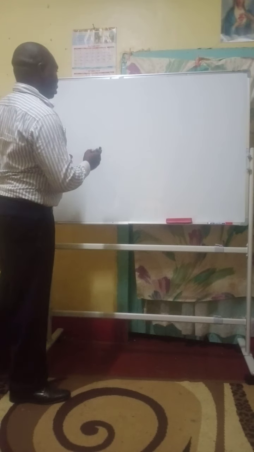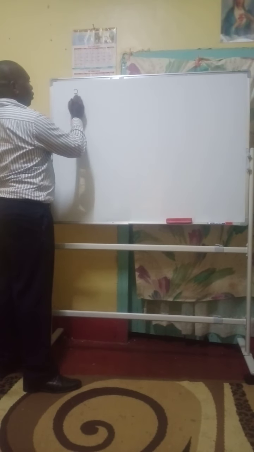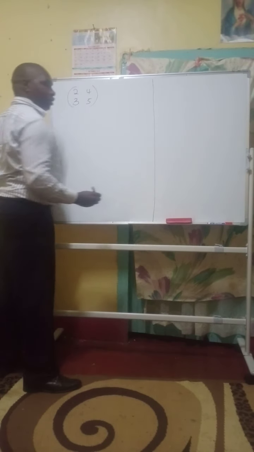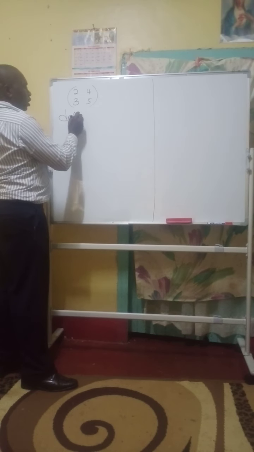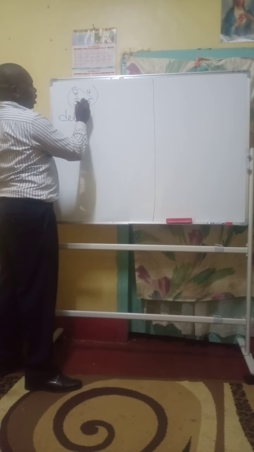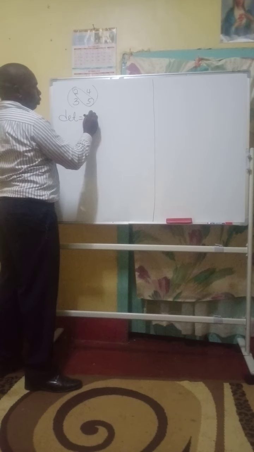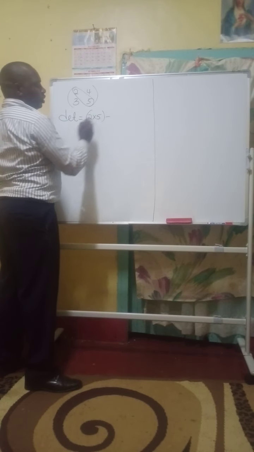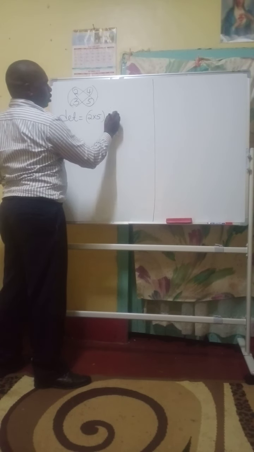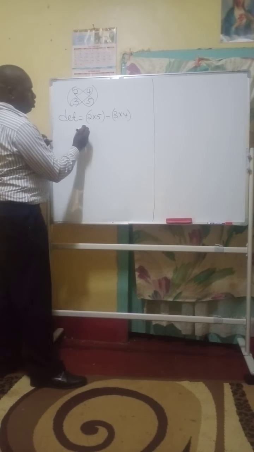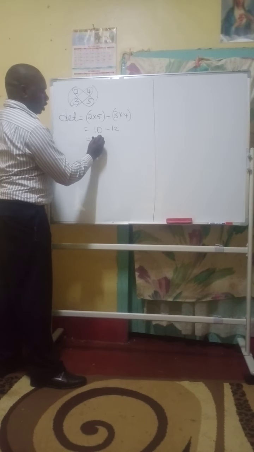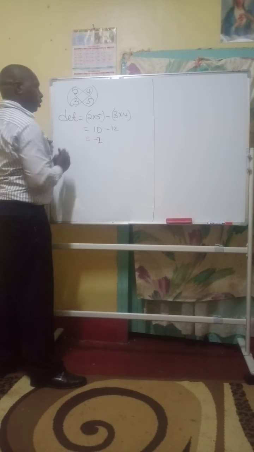Now, when given a matrix such as 2, 3, 4, and 5, and you are required to get the determinant of this matrix, the determinant is basically given by the multiplication of the major diagonal, which is 2 multiplied by 5, and then we subtract the product of the minor diagonal, which is 3 multiplied by 4. So this gives us 10, and this gives us 12. So the determinant of this matrix is basically negative 2.